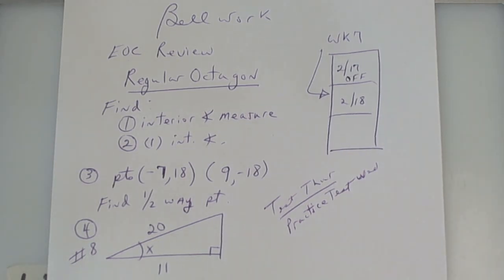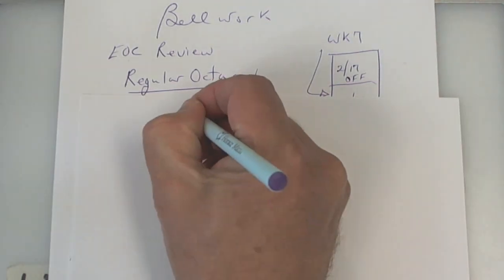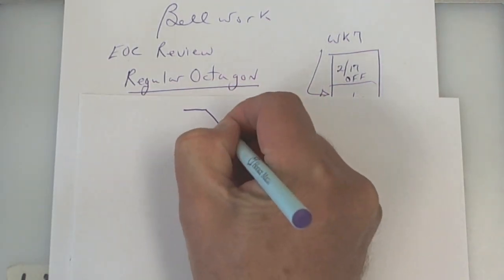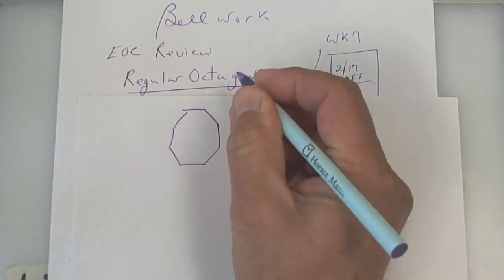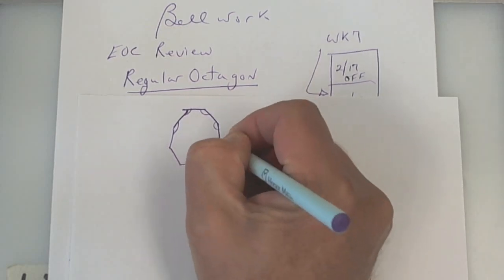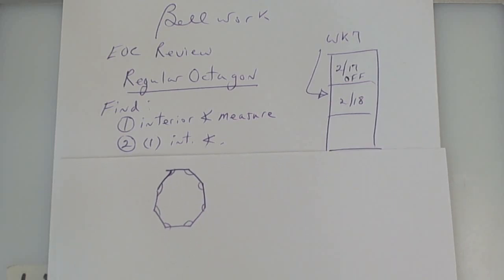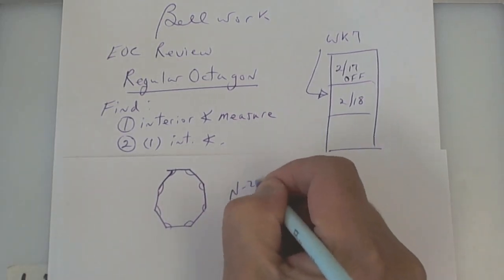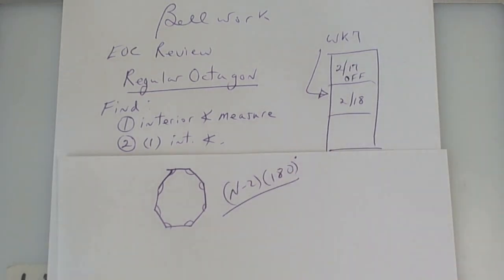All right, so here we go. Let's take a look. We have an octagon. It's a regular octagon, so that would be a stop sign. So let's draw a stop sign. Okay, and this says, what is the interior angle measure? So you want to use this formula, n minus 2 times 180. Memorize that, okay? Put a star by that.